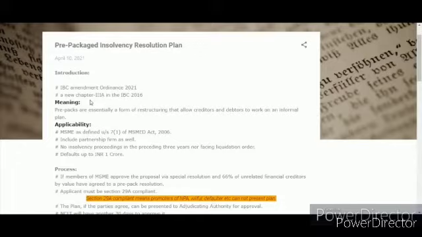So basically, in the introduction, this was introduced by the IBC Amendment Ordinance 2021, and by virtue of that a new Chapter 3A in the IBC 2016 is added. This is an ordinance, so we can expect an amendment to the Act to incorporate it as a law. Before the expiry of this ordinance, you can expect an amendment to the IBC law.